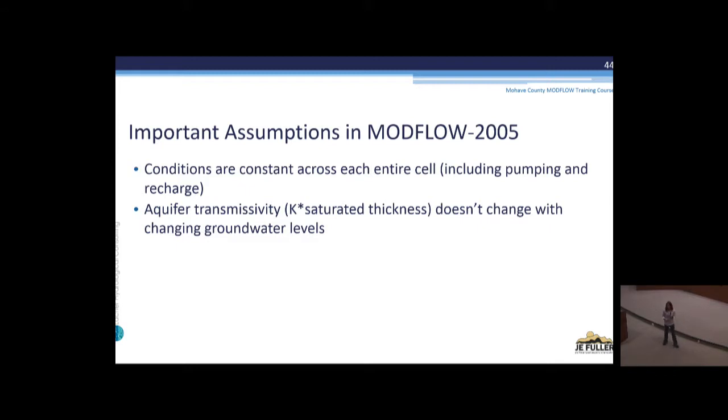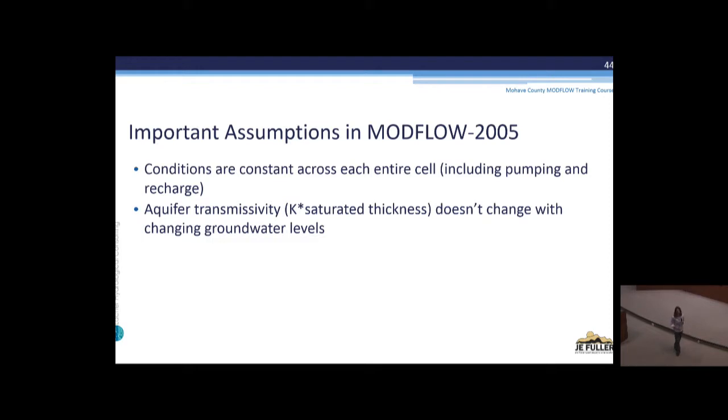Aquifer transmissivity is constant. Transmissivity is just the conductivity of the cell multiplied by its saturated thickness. MODFLOW assumes, and the flow equation assumes, that transmissivity is constant. We don't have a mechanism for changing that during a model run. That's something that's fixed. So you can actually specify a variable condition in MODFLOW now that allows you to say, okay, I'm going to let this term vary with head. But it's an option. It's not built in, and it's a special case.